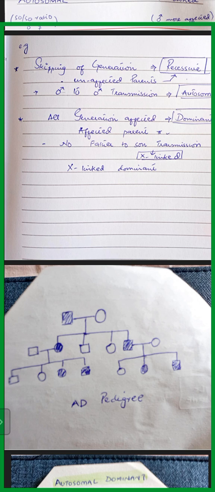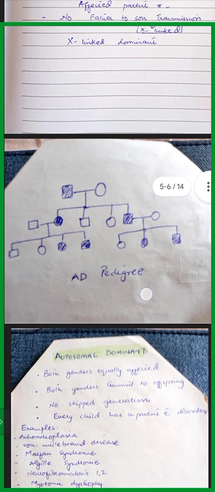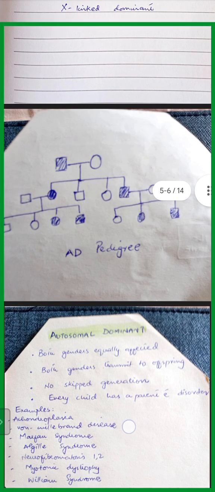Our second question: what does it become? If male to male transmission is present, it becomes autosomal. So this becomes autosomal dominant. Now I will explain what happens in autosomal dominant.